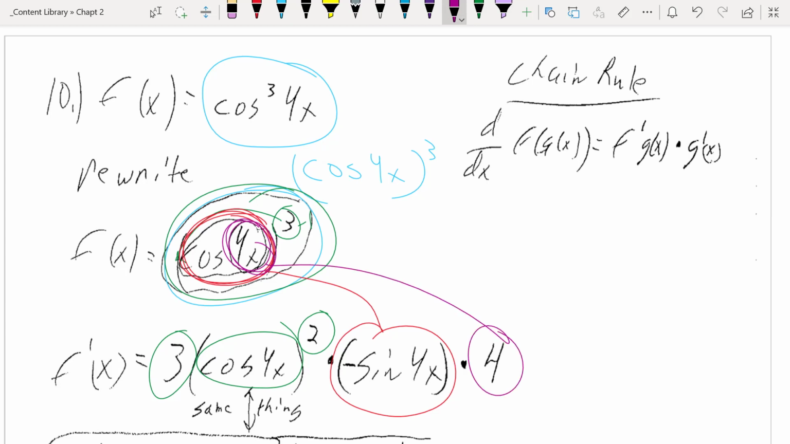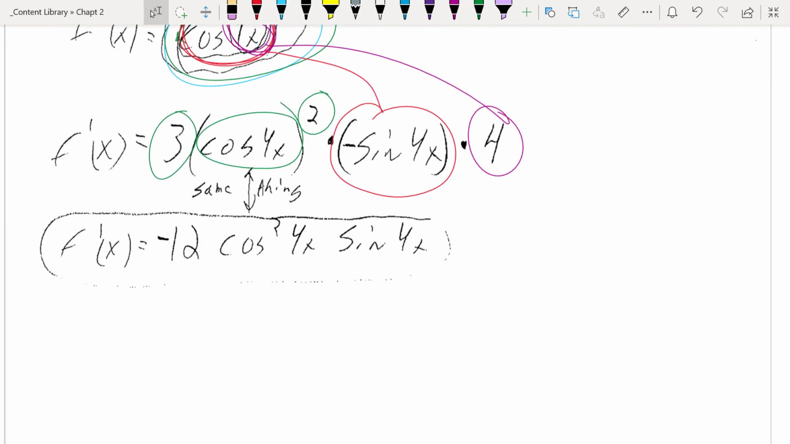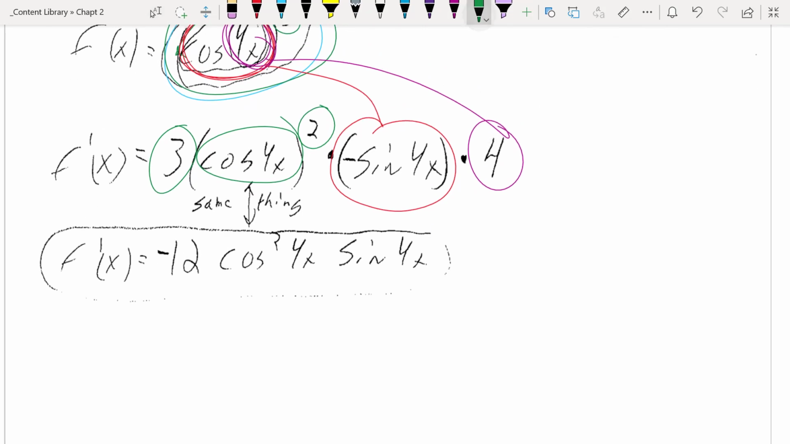So now that I've done that, I'm doing my algebra and just combining it together. So notice I've got a 4 right here. I've got a negative sign right here. And I've got a 3 right here. So that's going to be negative 12. Notice this cosine of 4x squared, you can leave it like that.